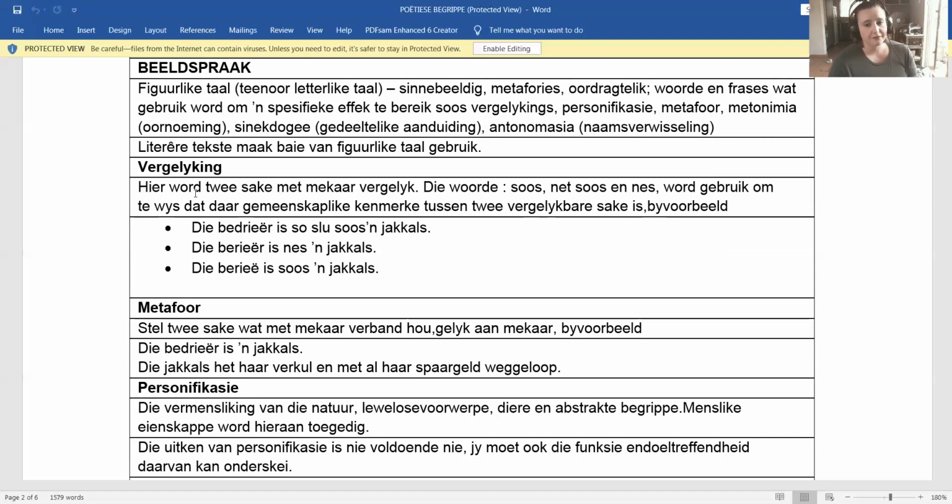If you look at a metaphor, for example, I would say the cheetah is a jackal. Is he really a jackal? No. But he has certain characteristics that make him like a jackal. Therefore, I would say, well, jy is 'n jakkals, okay? So that is the difference between a comparison and a metaphor. A metaphor is when you say something is something else, and a vergelyking is when you say soos, like, okay?